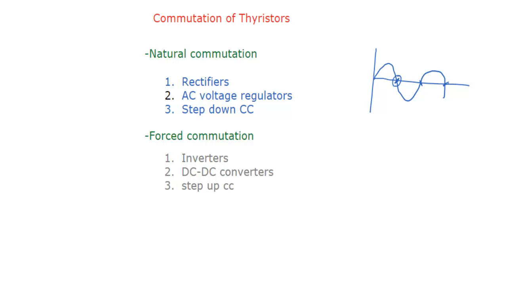But remember, to turn off the thyristors used in these circuits, we require extra arrangement. That extra arrangement is called a commutation circuit. That is what we are going to discuss. Again, I'm just telling that natural commutation is possible only with AC. Other than AC sources, we need to go for a commutation circuit.